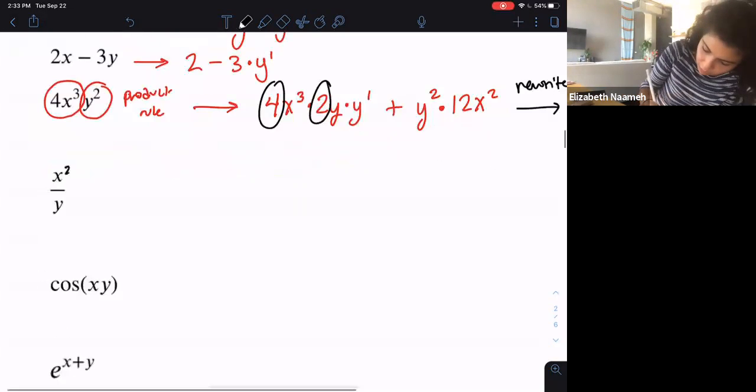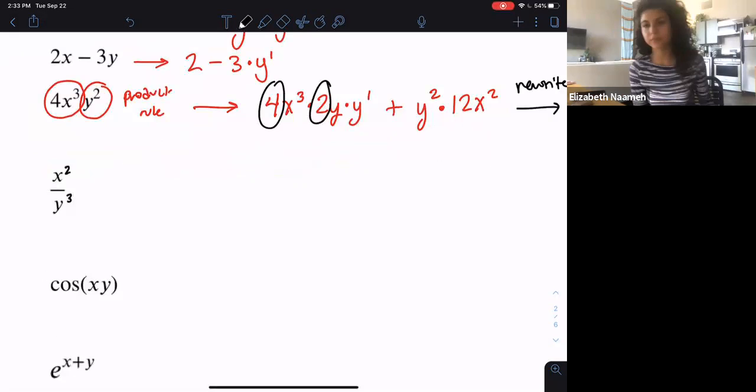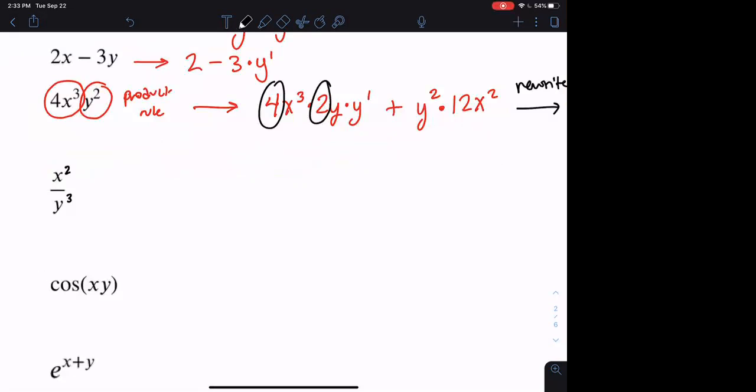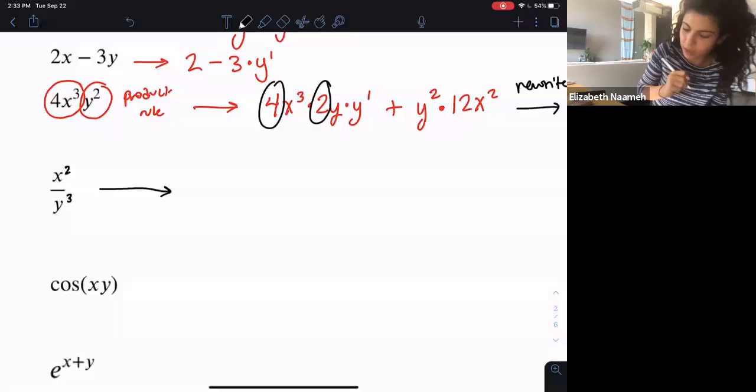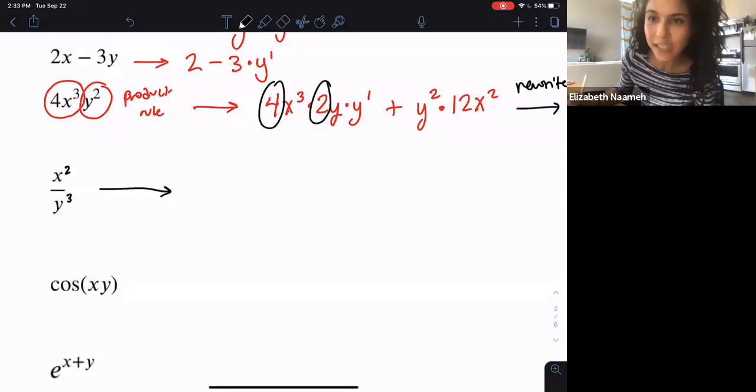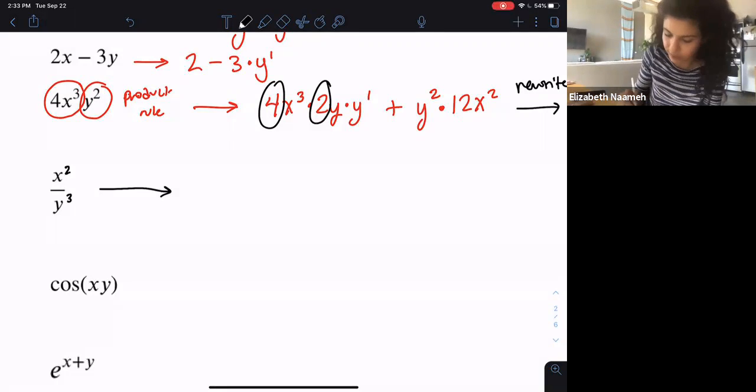Write down x squared over y cubed. Let's take the derivative of that. Okay, quickly, what rule should we use this time? Quotient rule. Quotient rule, very good. Let's apply the quotient rule. So the song is low d high minus high d low. Let's start there. What's my low?